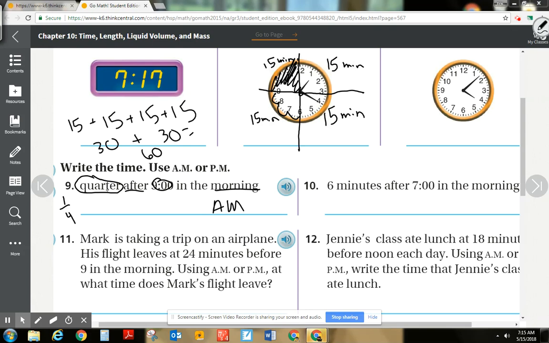So it says a quarter after. I got to think quarter is 15 in math after 9. So it's 9:15 a.m.